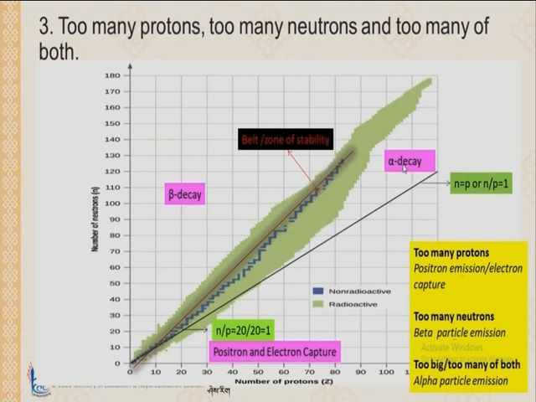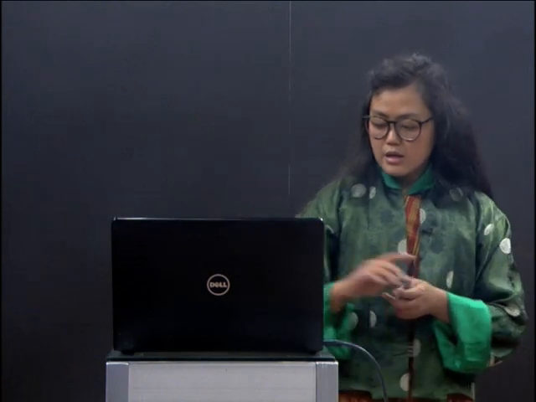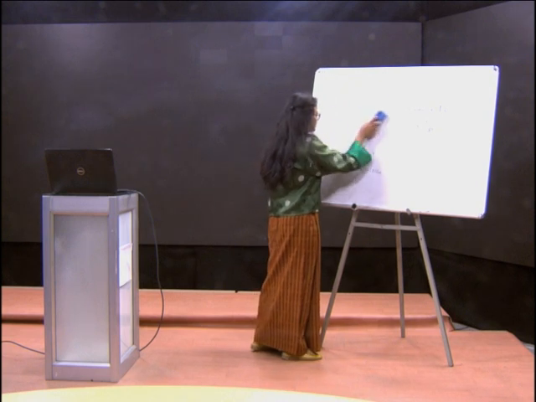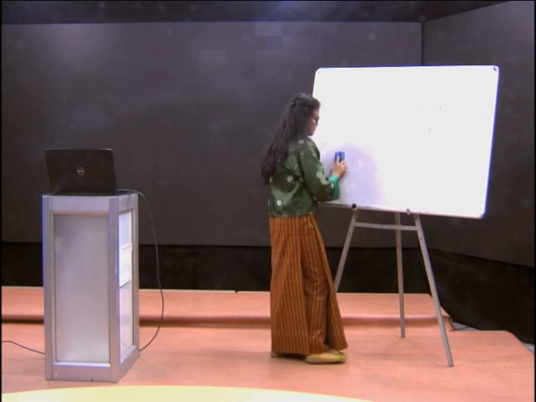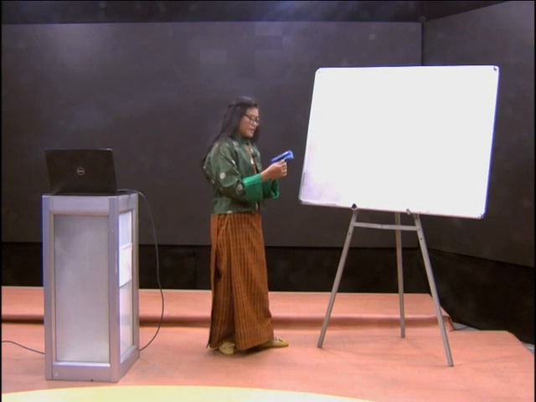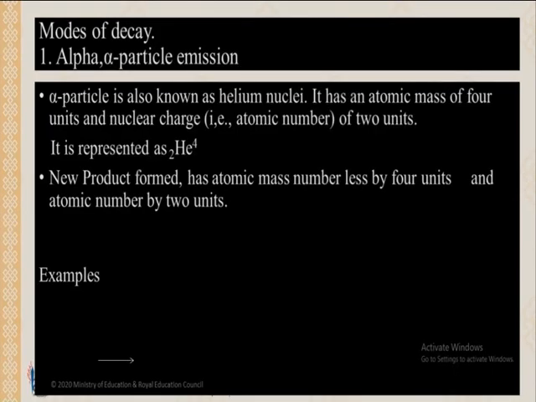So I will explain in detail how alpha, beta and the emission of positron lead to stabilization, and how it helps the radioactive substance to become stable, with the equation. But before the explanation, you should know the differences between alpha, beta and gamma. So this is known as modes of decay. Decay means disintegration here. Modes of decay.